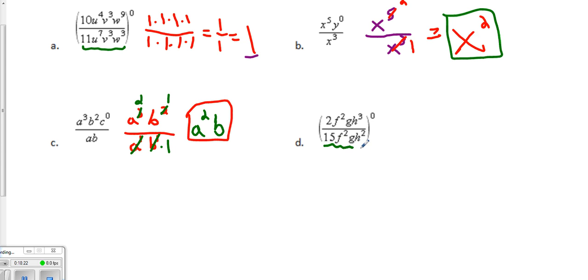And D is going to be a lot like number 1. We have all of this to the power of 0. So no matter what this answer comes out to be, we'd say the whole thing just equals 1. Nice and easy. Zero property.